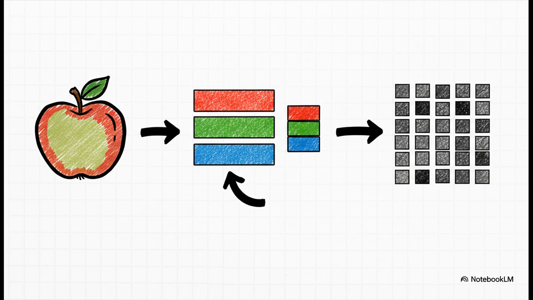No problem. A color image just has 3 channels, right? Red, green, and blue. So the kernel we use also has 3 channels. It just processes all 3 color layers at the exact same time to create that feature map. The logic is exactly the same.